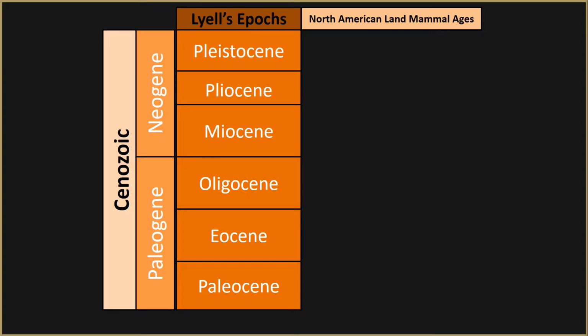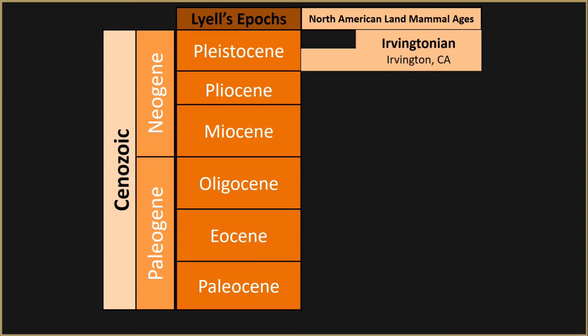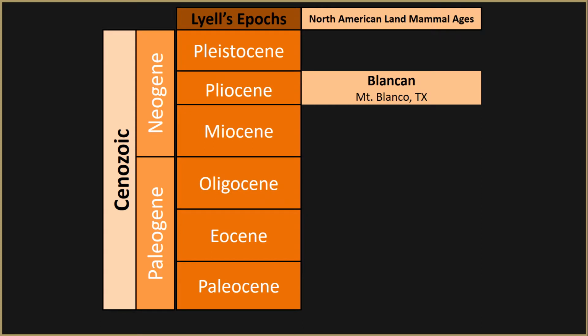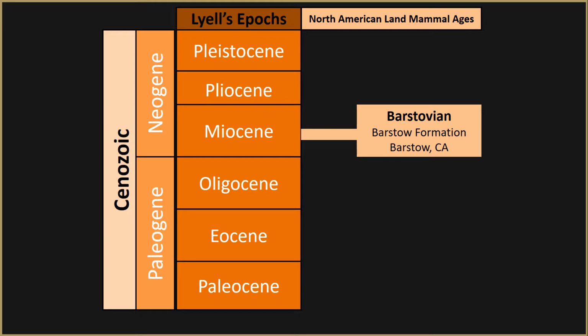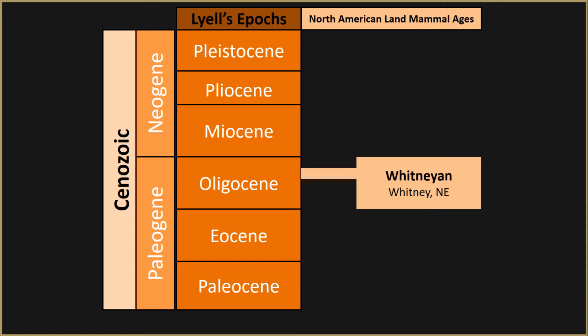Even though the idea of the mammal ages was based on evolution, they were actually named the same way as the Paleozoic and Mesozoic, based on fossil communities from a specific place and in a specific sequence. For example, one of the two ages within the Pleistocene epoch was named the Irvingtonian for fossils discovered in Irvington, California. The Blancan age is named for fossils found in Mount Blanco, Texas. One of the four ages in the Miocene got its name from the Barstow Formation in California, and one of the four ages in the Oligocene got its name from fossils found in Whitney, Nebraska.